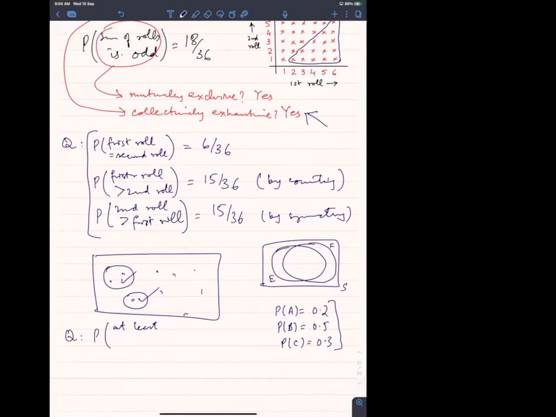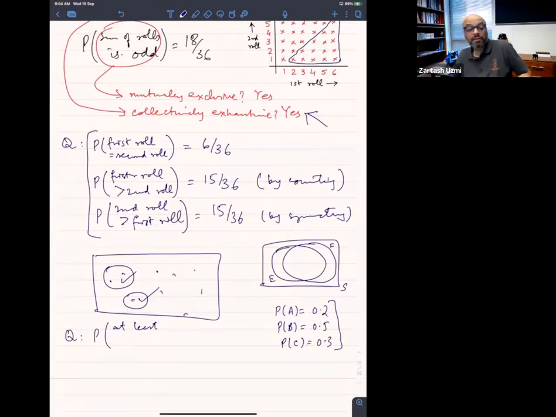Usama asked the question whether they were mutually exclusive. I don't know whether they were mutually exclusive or not. Unless you know that they are mutually exclusive, I cannot tell you whether they are collectively exhaustive or not. If I tell you that A, B, C are mutually exclusive, given that information, are they collectively exhaustive? Then the answer would be yes.